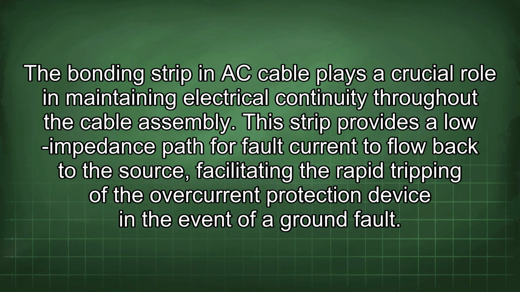The bonding strip in AC cable plays a crucial role in maintaining electrical continuity throughout the cable assembly. This strip provides a low impedance path for fault current to flow back to the source, facilitating the rapid tripping of the overcurrent protection device in the event of a ground fault.